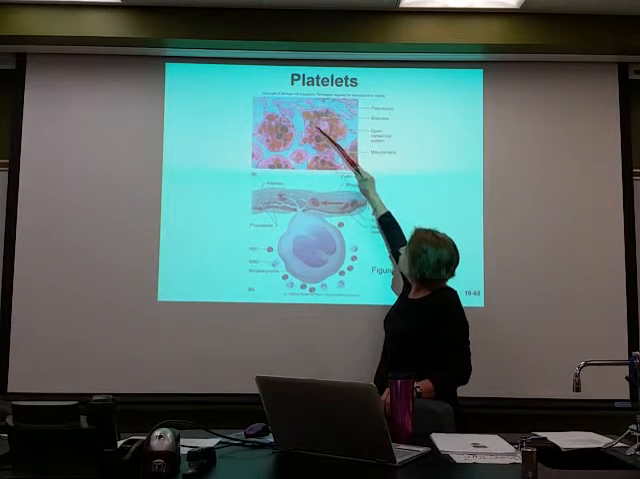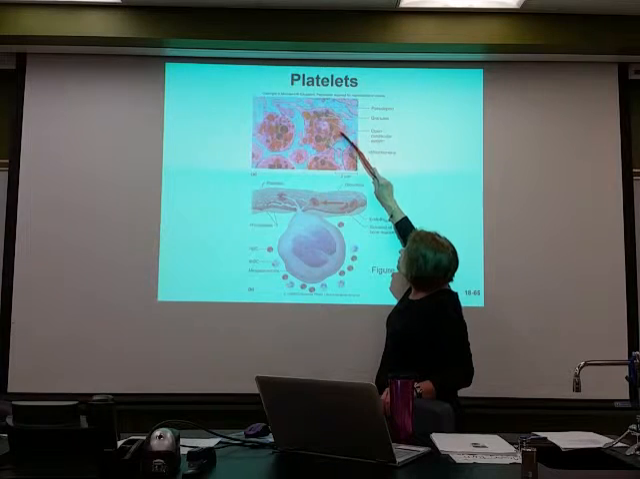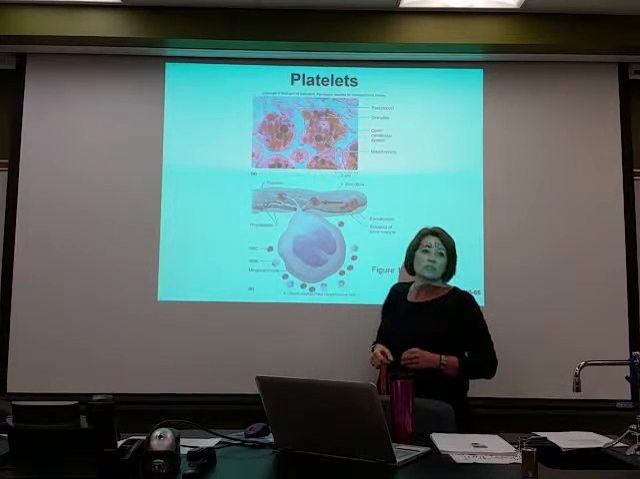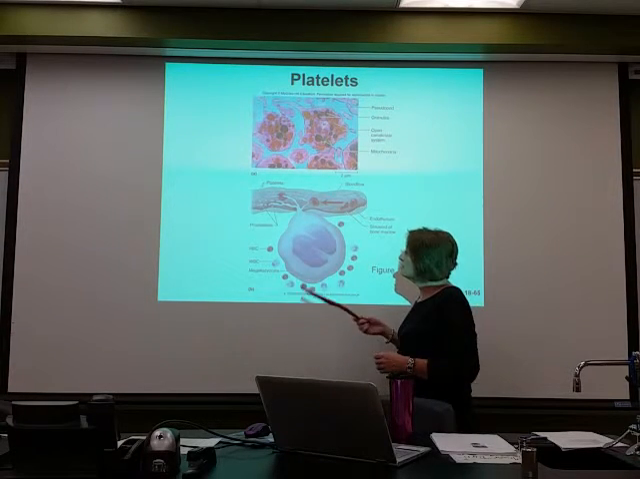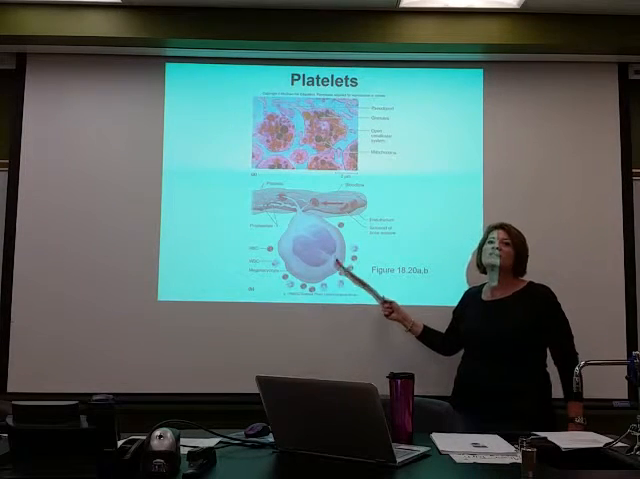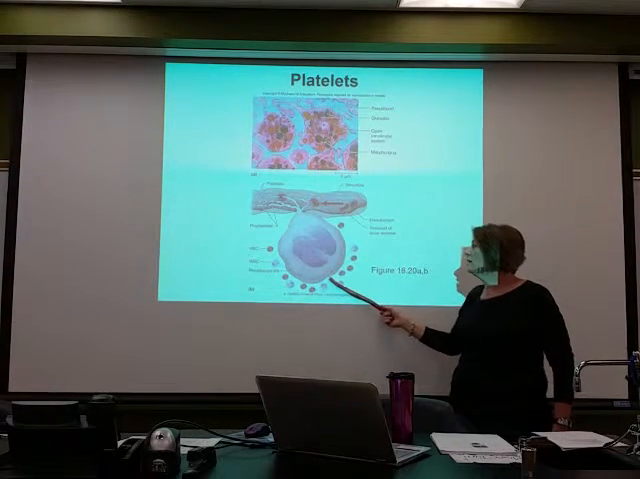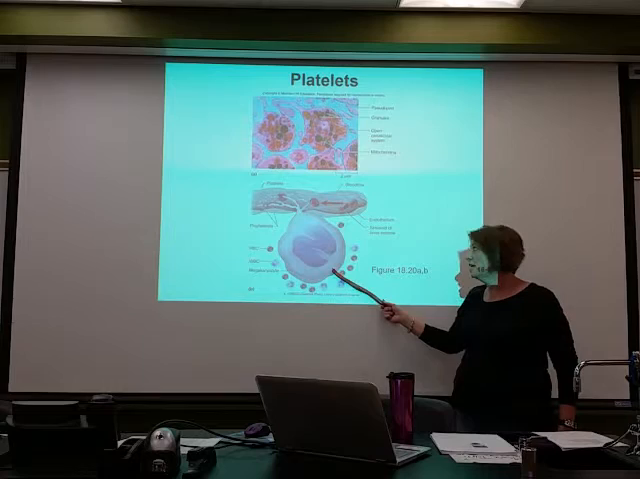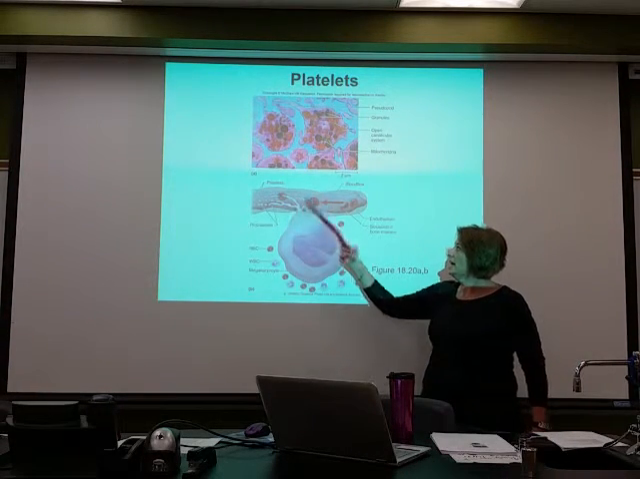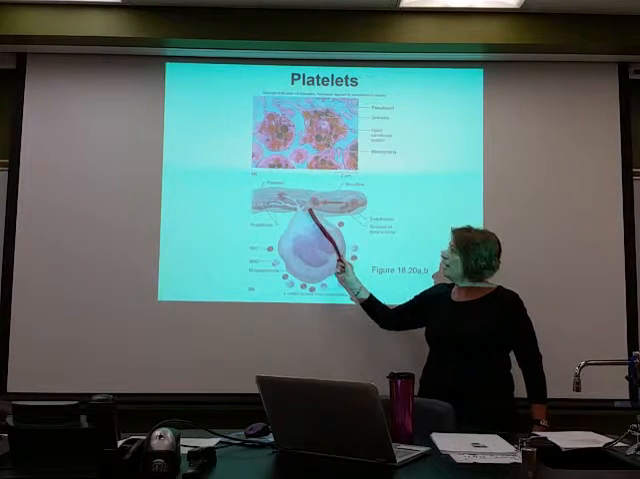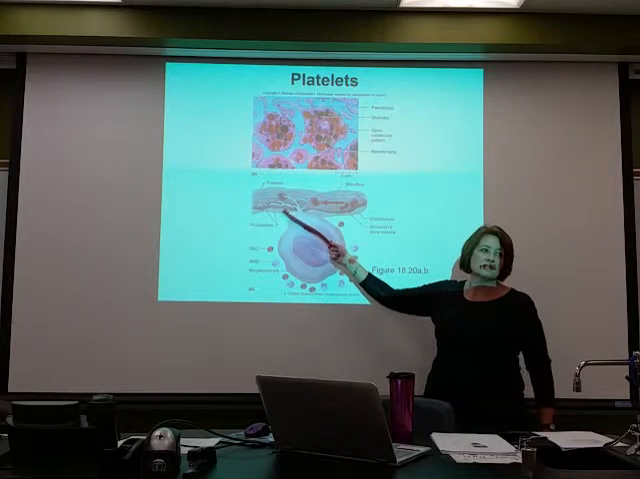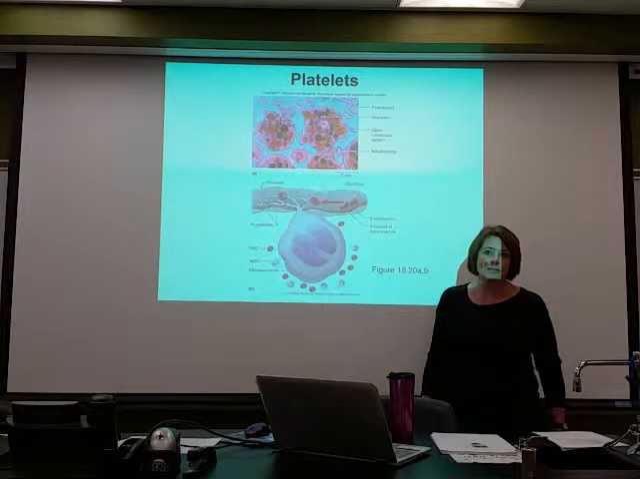We've got some granules. We've got this open canalicular system. They have mitochondria because they come from the megakaryocyte, that great big huge cell that's sitting in the trabeculae, and as the blood flow comes by, it has the ability to snap off little pieces of that megakaryocyte.